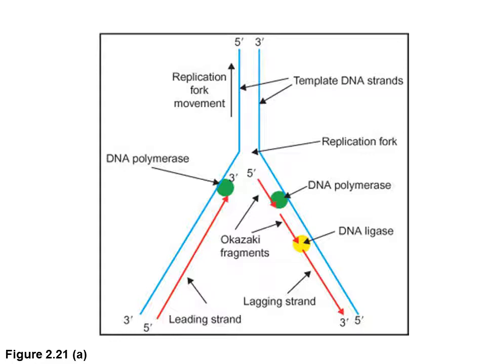The way that we've been able to compensate for this is that on the lagging strand, the strand where DNA cannot polymerize in the 5' to 3' direction, what we do is polymerize DNA in short fragments that ultimately get linked up together.